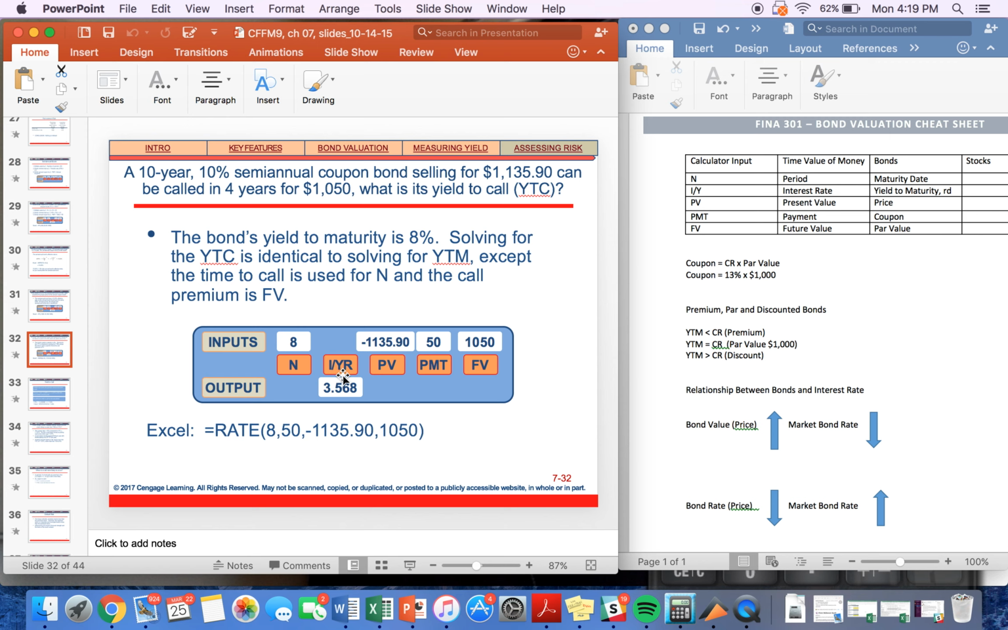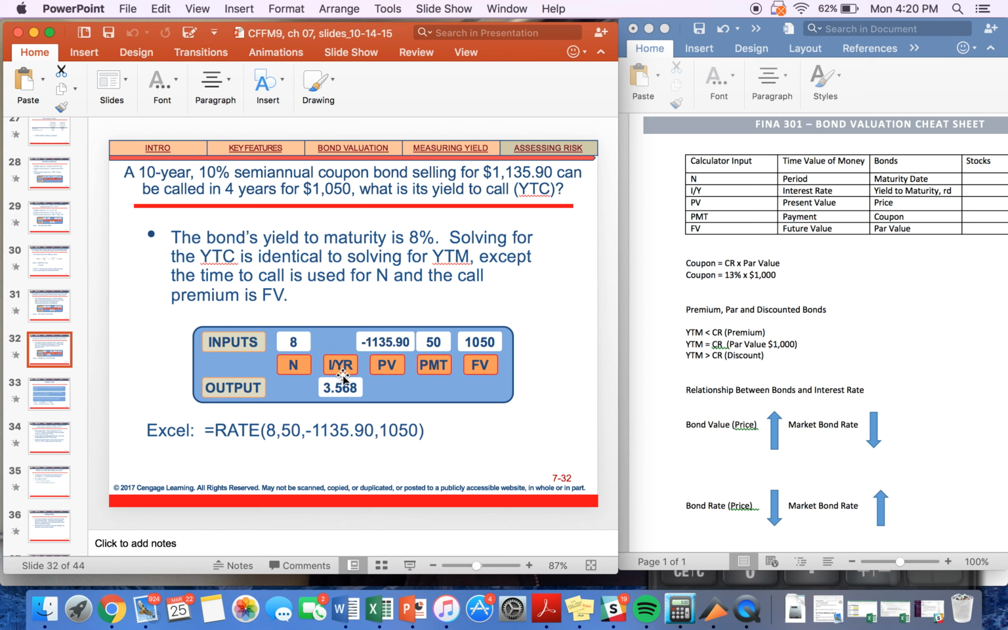And so it says you have a 10-year bond. It has a 10% semi-annual coupon bond selling for $1,135 and can be called in 4 years for $1,050. What is its yield to call? So anytime you see yield to call, notice that you're going to have to dig a little bit deeper into this question, okay? Because what's happening here is they're not holding the bond for 10 years. The issuer is calling the bond back, or they're paying you as an investor back at a certain time period earlier than the maturity of that bond. To make this question even more complex, they add a semi-annual coupon bond, right? That's the fun of learning.